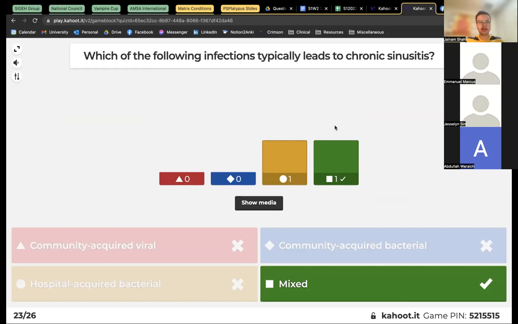But when it comes to chronic sinusitis, all of a sudden you're thinking, okay, this is chronic, right? So it's unlikely to be something that is acutely caused by a virus. It could be bacterial. It could even be something like parasitic. It could be a fungus or something really strange. So it might not even be things that are on this list, which is why we've put mixed. But if you got this wrong, that's totally fine. The main thing to think about is the distinction between what causes acute sinusitis and what could be potentially causing chronic sinusitis.